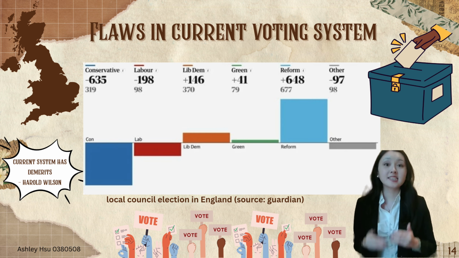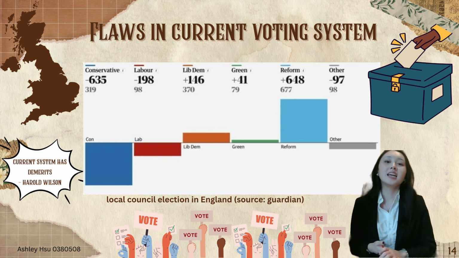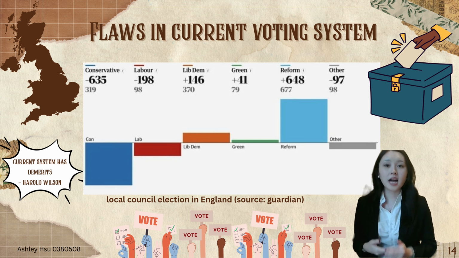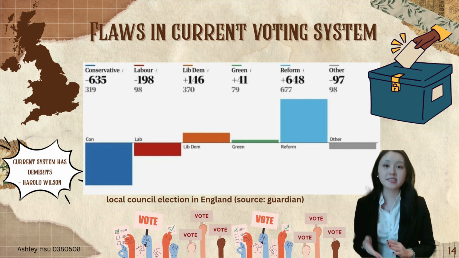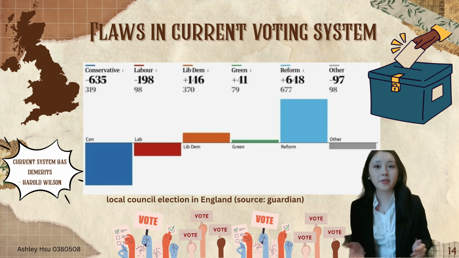It seems this displeasure with the current system is shared with many from the UK. This can be seen in a local council election in England, where parties that have committed to the first past the post system, like the Conservatives and the Labours, lost, while parties that have committed to the electoral reform, like the Liberal Democrats, won.